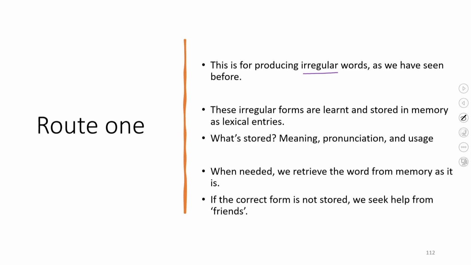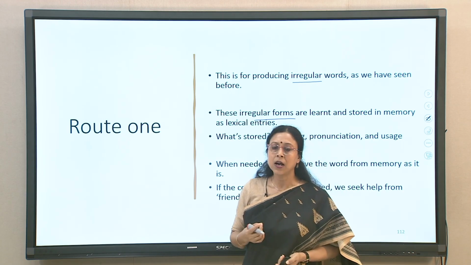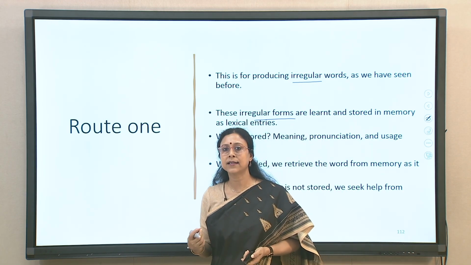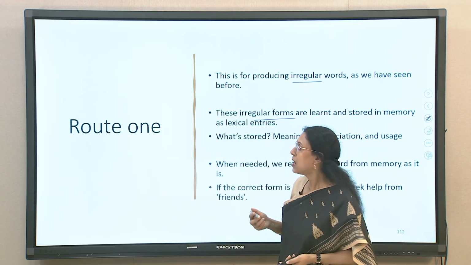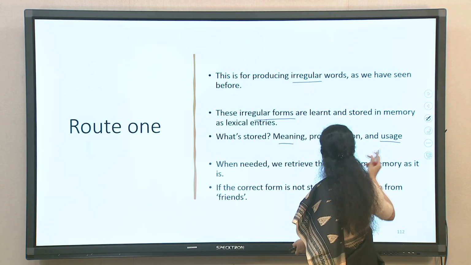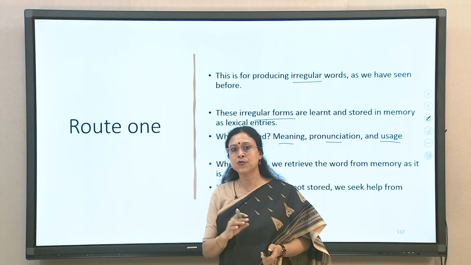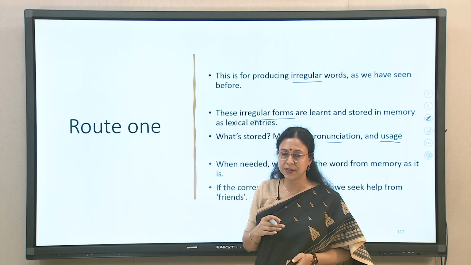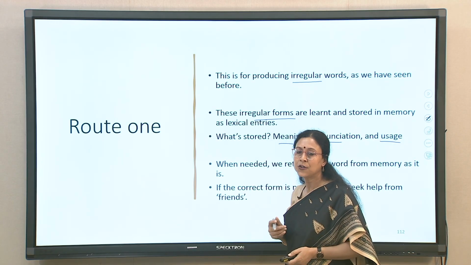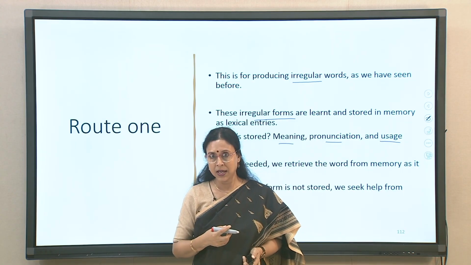So, these irregular forms are learned and stored in memory as lexical entries as they are. So, what do we mean by as they are? When we say this is stored as a lexical entity, what we store is not just one thing, but we store the meaning, we store the pronunciation and the usage. So, the entire information about that lexical entity is stored in the lexical list that we have. These are the listed words. So, when we need to use them, we retrieve the word from memory, if it is possible.